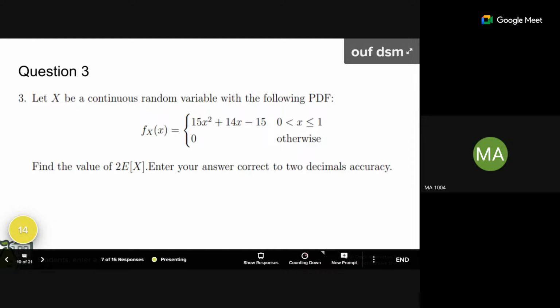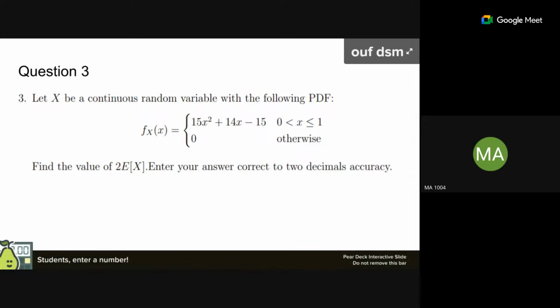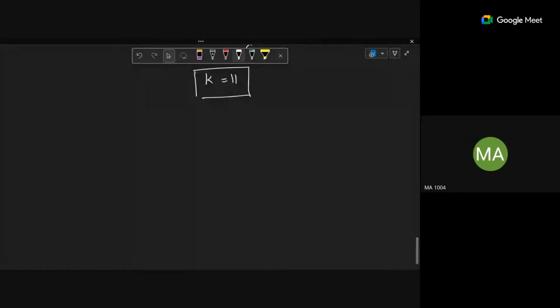Okay. So, what's your expected value for this one now? 5.83 something. Yes, ma'am. Okay. So, yeah, first let me discuss this one.